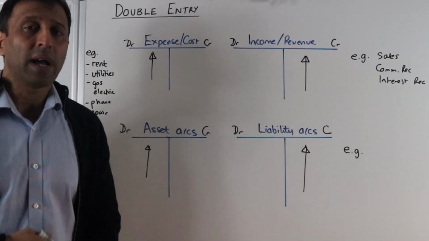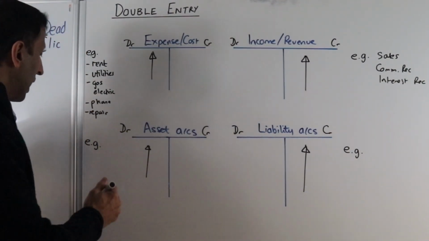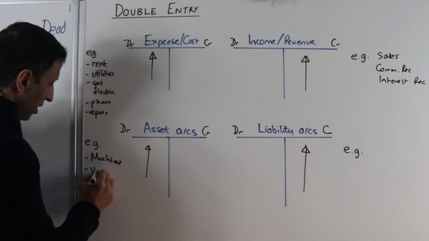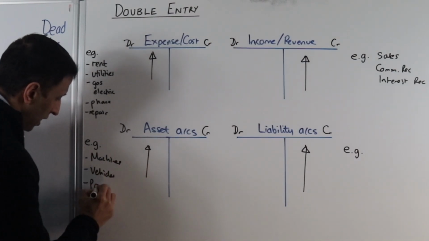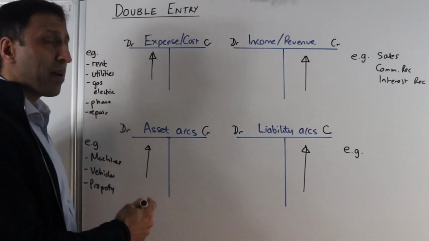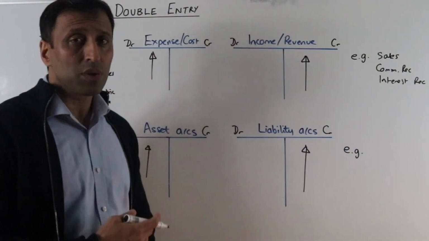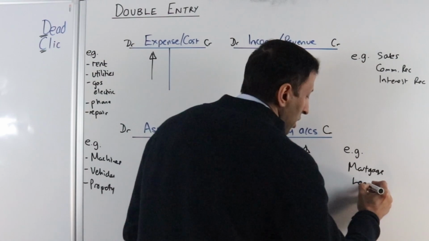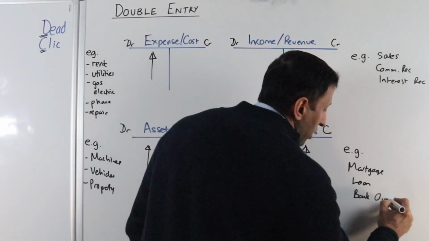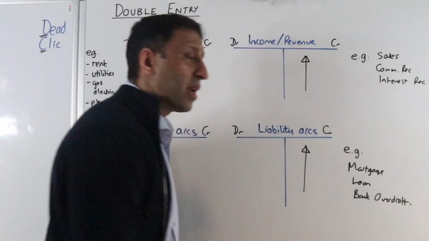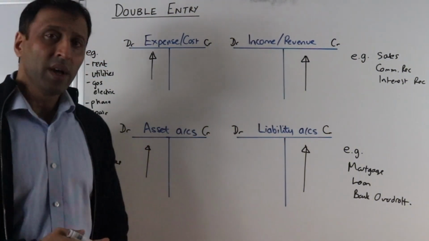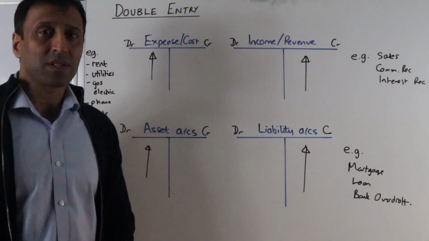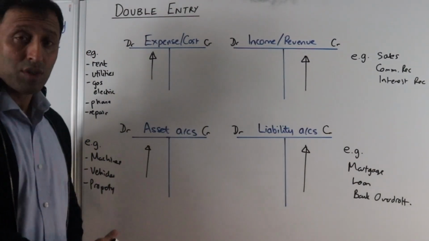Assets, things you own that have a value that could be sold off, essentially for cash. So this could be something like machines for a business, vehicles, property, and liabilities are debts, so things that a business owes to others. And this could be a mortgage, a loan, or a bank overdraft. Okay. So this is obviously a very short summary. I go into a lot more detail in my longer videos, a longer course. Now we're going to look at just a few transactions and see how that works with these rules.